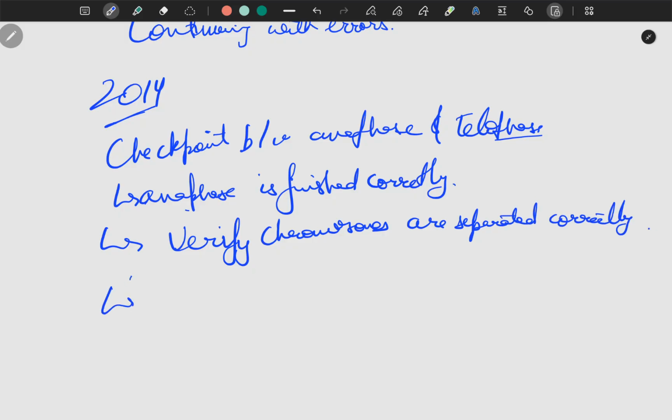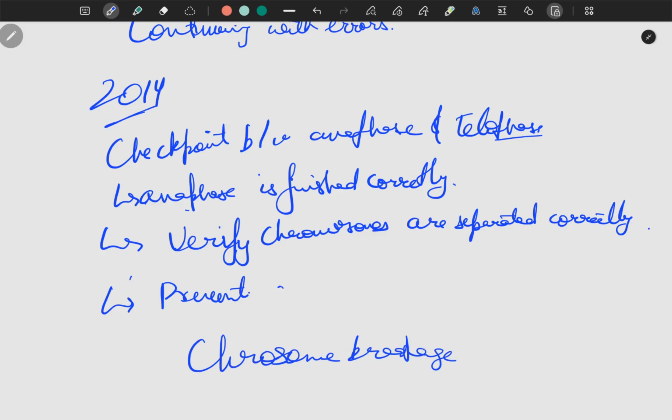And also it prevents cytokinesis if the chromosome has some breakage or missegregation. For example, if chromosomes are not divided completely between the upper region of the cell and the lower region of the cell, then cytokinesis doesn't happen. So prevention of chromosome breakage and missegregation.